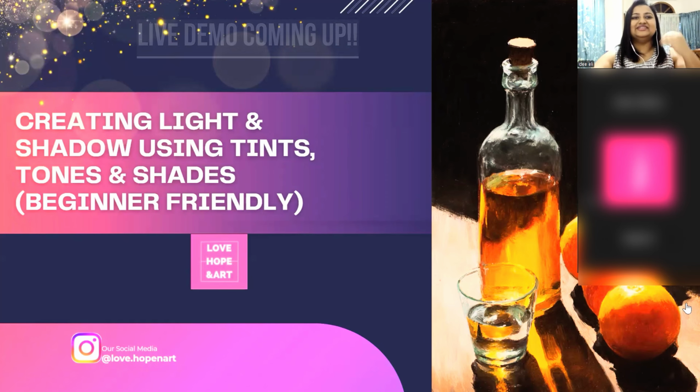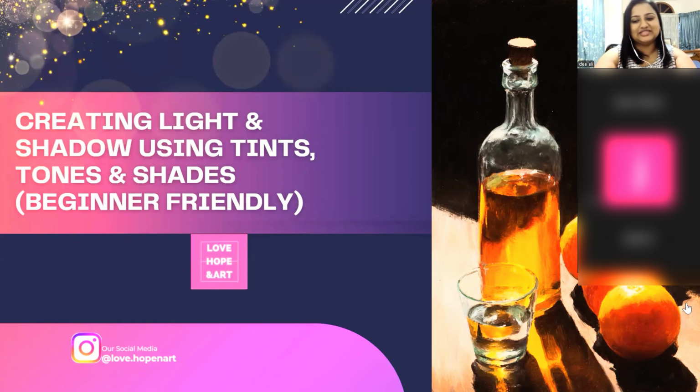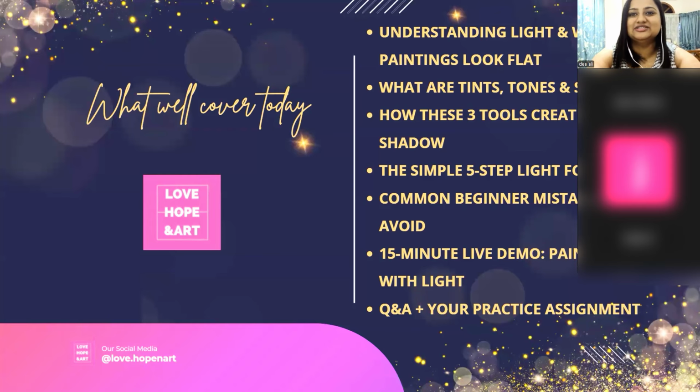Let's start with creating light and shadow using tints, tones, and shades. So what are we going to study today? We will study how light falls on an object and how a painting looks flat if you don't use that in your painting. Then we'll understand what tints, tones, and shades are and how to use these three tools to create light and shadow in your painting. Then I will tell you 5 simple steps on how to create that light and shadow effect in your painting. Then we will have a live demo. Then you can ask me any questions that you have associated with this topic.